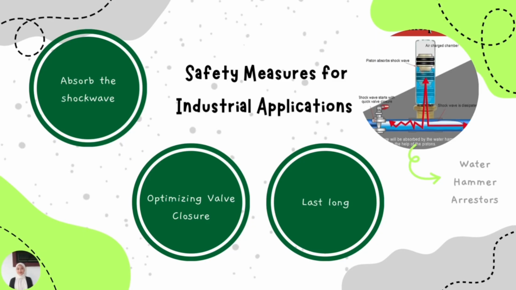The last one is longevity of equipment. The inclusion of a water hammer arrestor help increase the lifespan of pipelines, valve, and fitting. By controlling hydraulic shocks, less stress is put on system components, reducing wear and tear over time.